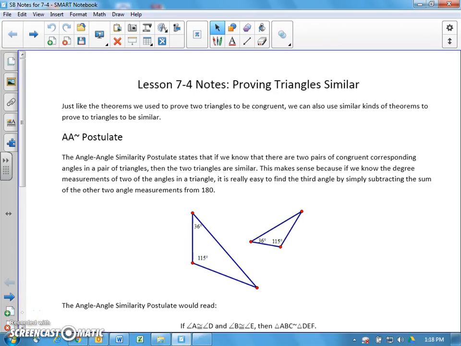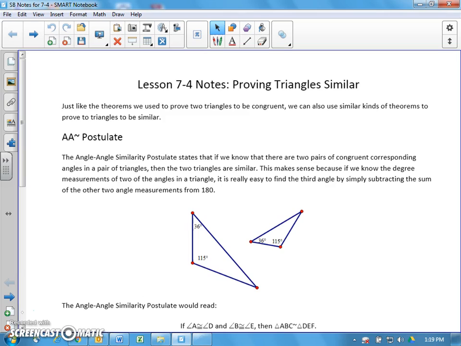Lesson 7-4, proving triangles similar. Just like the theorems that we use to prove triangles congruent, we can also use similar theorems to prove them to be similar. The key here is to recognize which one you're using and make sure you use the little similarity symbol after the postulate. The first one is the AA similarity postulate.